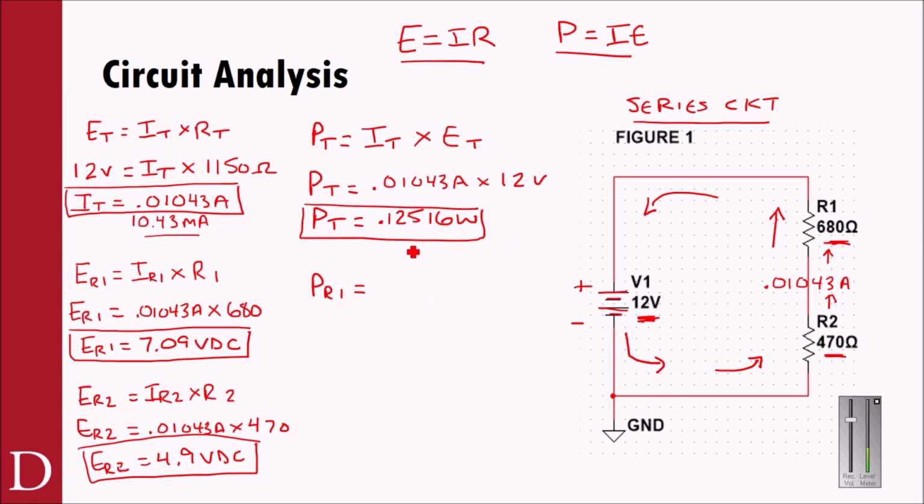Now, P of R1 should be less than this, so it's just a gut check because total power would be this power plus this power. This is now going to be the power of just one of the components. So I want to use only IR1 times ER1. So PR1 equals, again, the 0.01043 amps times ER1. We have ER1 from over here at 7.09 volts. So 0.01043 times 7.09 volts. And I get 0.0739, something like this.